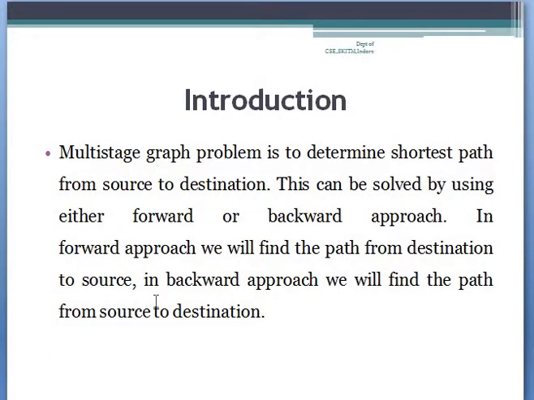With the multi-stage graph, we are basically determining the shortest path from the source to the destination node. For this reason we are using two approaches: either the forward or the backward substitution approach. In the forward substitution approach, we find the path from the destination to the source, whereas in the backward substitution we find the path from the source to the destination node.